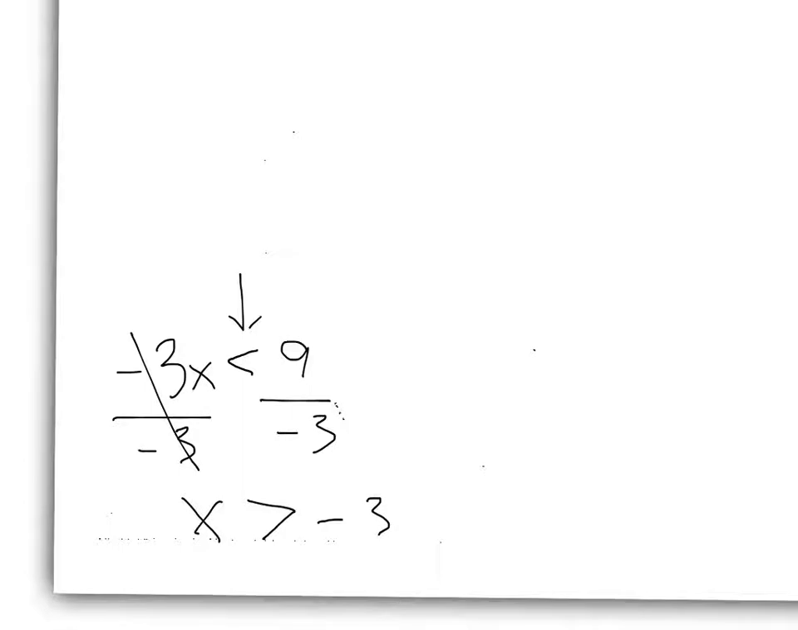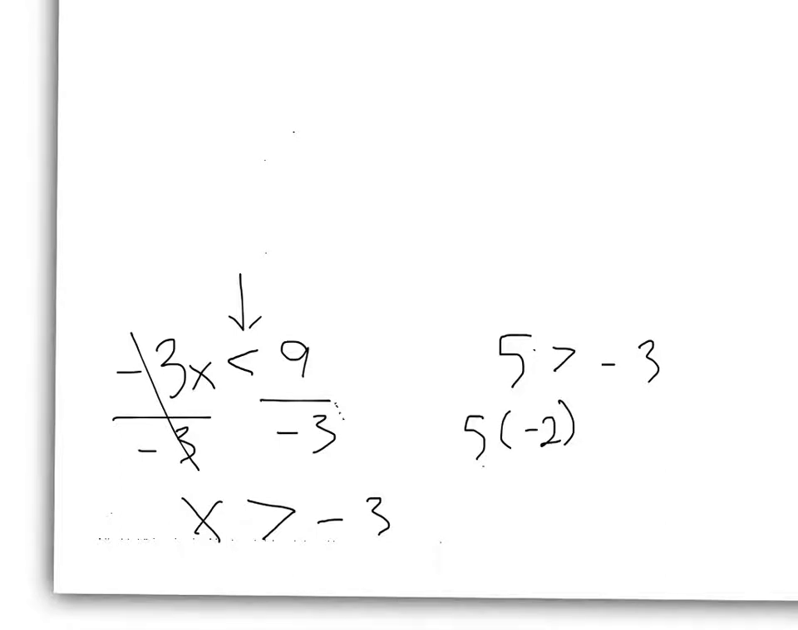Now, why is it like that? Okay, so let's say we had the inequality 5 is greater than negative 3. Now, we know that 5 is greater than negative 3. That's a true statement. But let's see what happens when you multiply each side by a negative number.